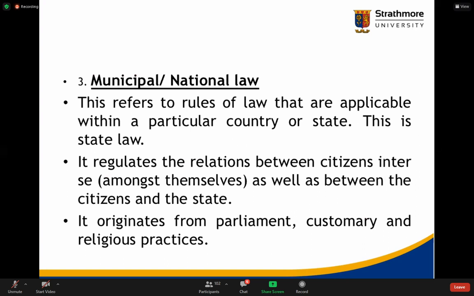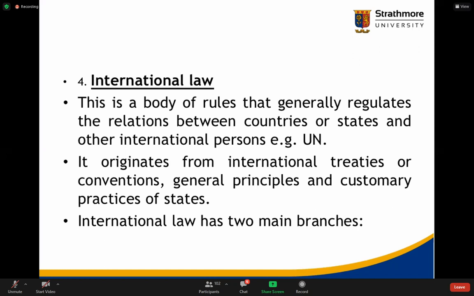But you cannot take Kenya's national laws and apply them in Uganda. Museveni will not allow you to do that, because he is the head of state for Uganda and they have their own system of laws and how their laws are made. We usually distinguish this from international law.